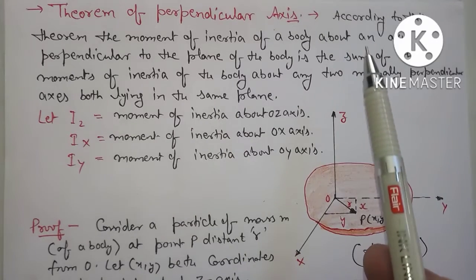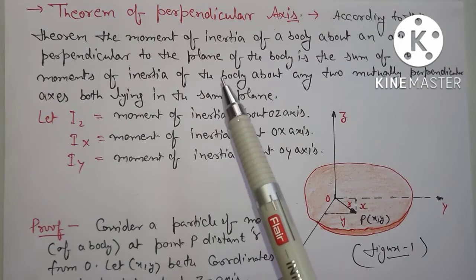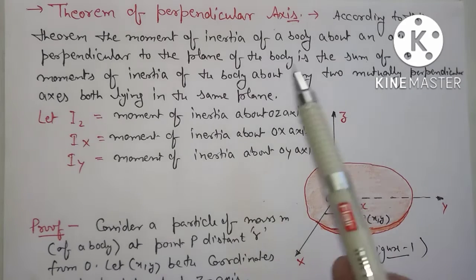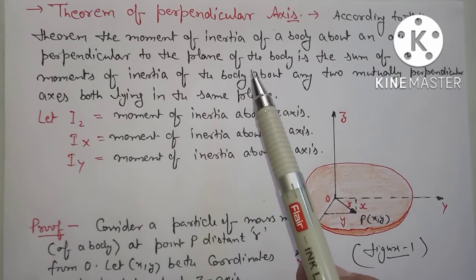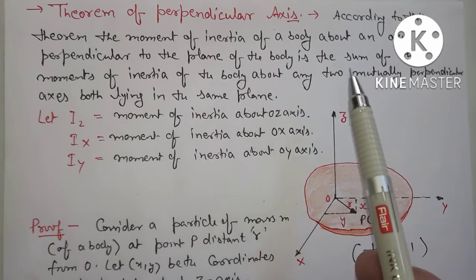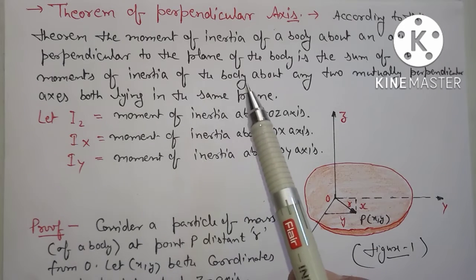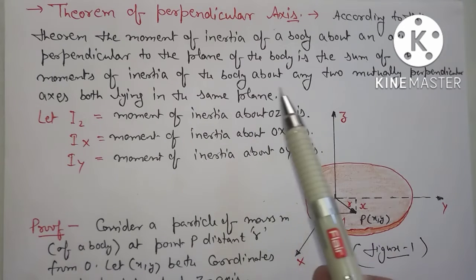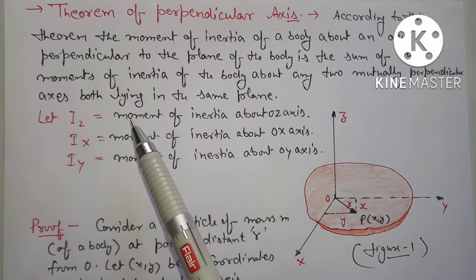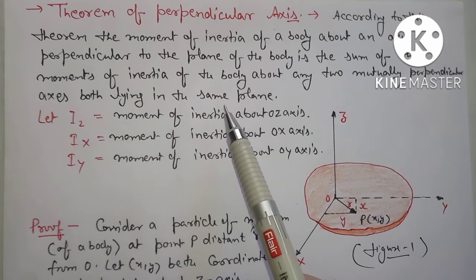Theorem of perpendicular axis. According to this theorem, the moment of inertia of a body about an axis perpendicular to the plane of the body is the sum of the moment of inertia of the body about any two mutually perpendicular axes, both lying in the same plane.